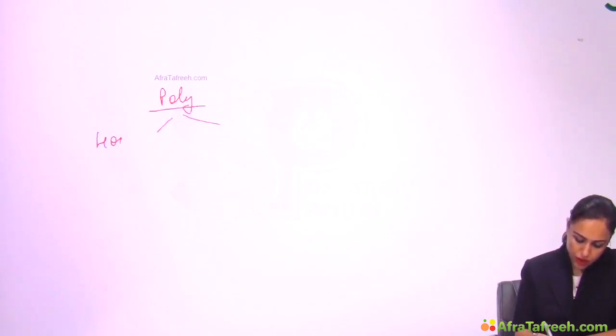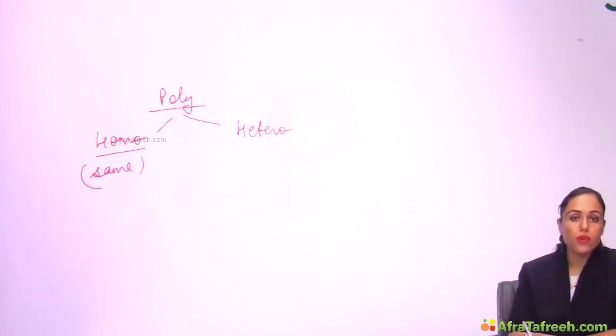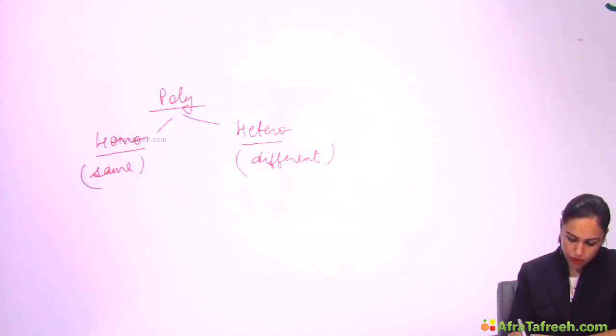Okay, now after disaccharides, our next topic is oligosaccharides, but we will not do this topic because oligosaccharides do not exist as such in nature. They are just breakdown products of polysaccharides. Now directly coming to polysaccharides. Polysaccharides are of two types, homopolysaccharides and heteropolysaccharides. Homo means same, they are made up of the same carbohydrate units. Hetero means different, they are made up of different carbohydrate units.